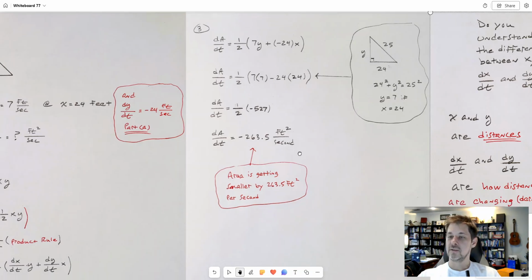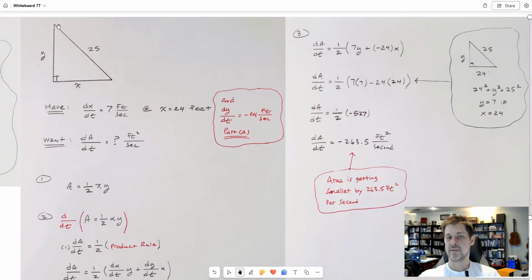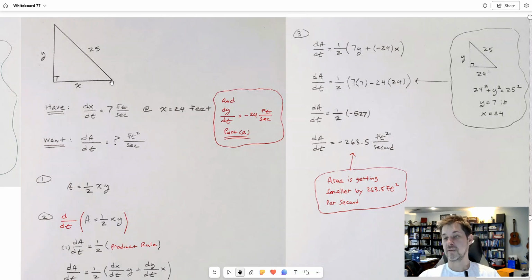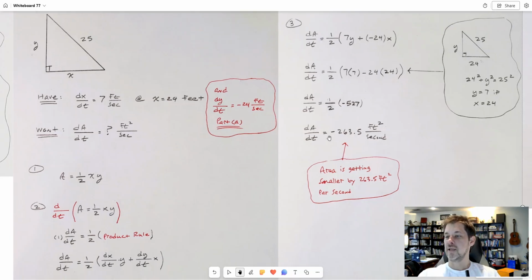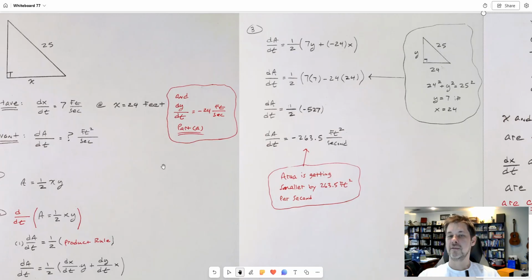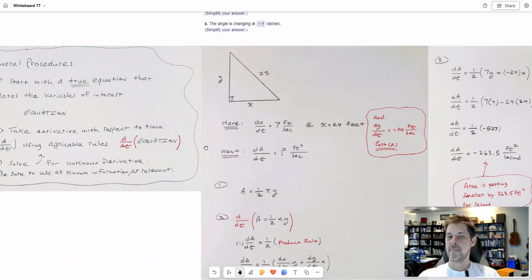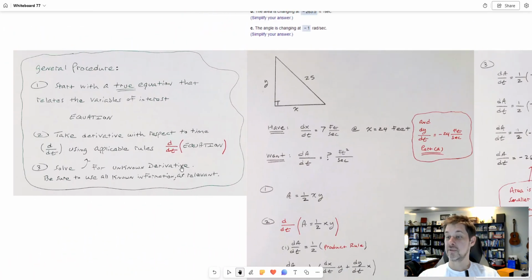Because that's negative, I would interpret it like this. The area is getting smaller. And that's no surprise. See this triangle? If this side gets bigger and this side stays fixed, then the area has got to be squeezed out. Can you imagine that? So yes, it's negative. It's getting smaller. That's what that means. Getting smaller by 263.5 square feet for every second. Okay, so that's how you solve it. I hope you see how that matches up to my initial procedure.